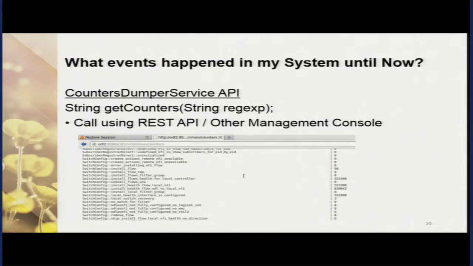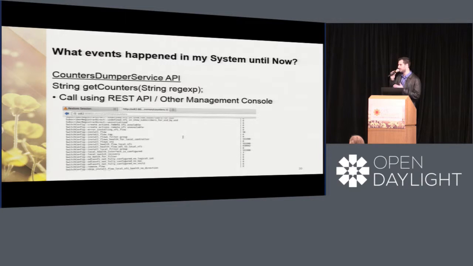So what events happened in my system until now? Let's say your system is running for a month. You have, I don't know, 500 different types of counters for different use cases your system supports. And if there's a problem or something like that, you want to get an overview of what events happened in my system. Let's say I would have a counter if a DB query failed, if a DB insert statement failed, if a switch failed and I had to recover it, anything.